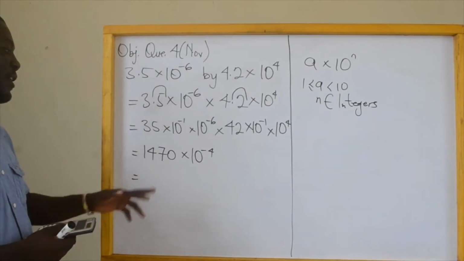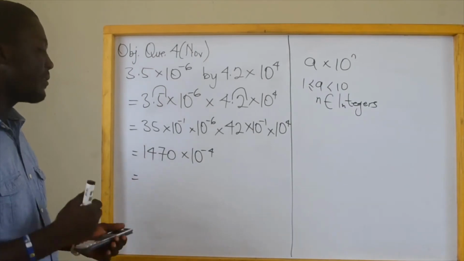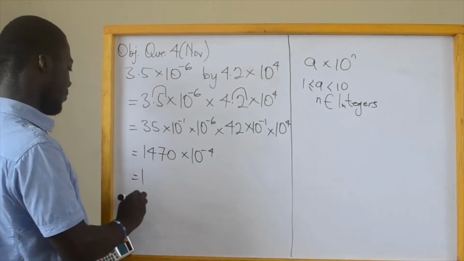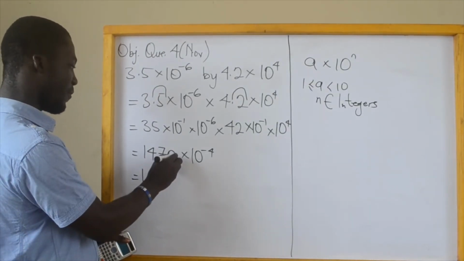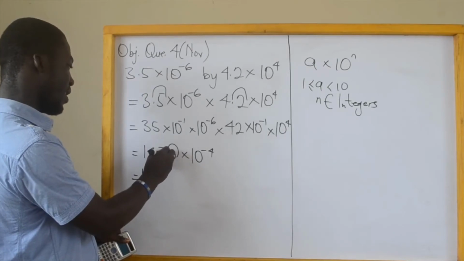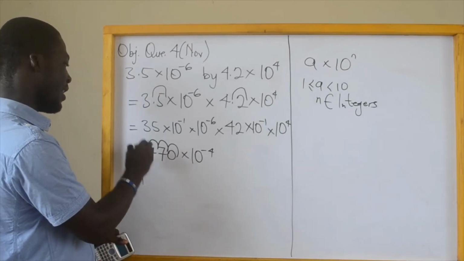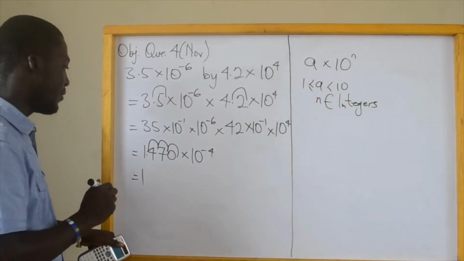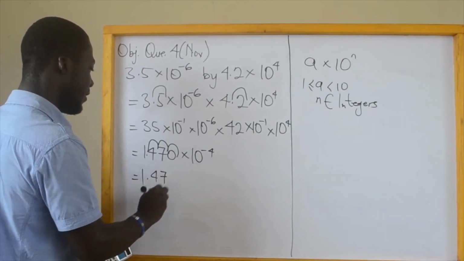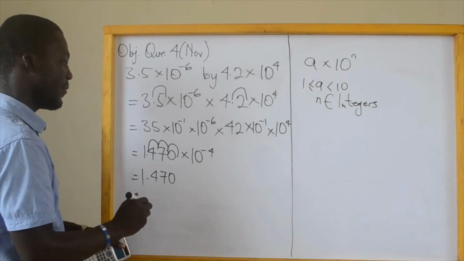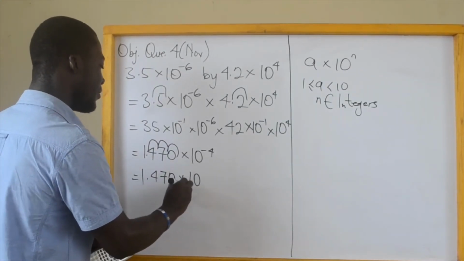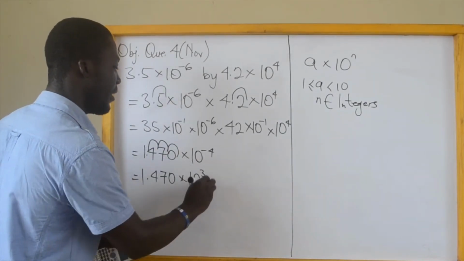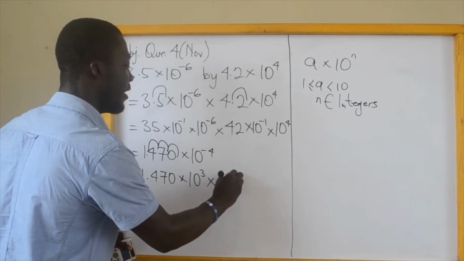So to do this one, we have to express 1470 as powers of 10. So what we will do is that we will write 1, we will move from this place 1, 2, 3, so that we only have 1 here as described by our interval. So 1.470, let me include the 0, times 10 raised to the power, since we moved 3 times to the left, it will be positive 3, times 10 raised to the power negative 4.